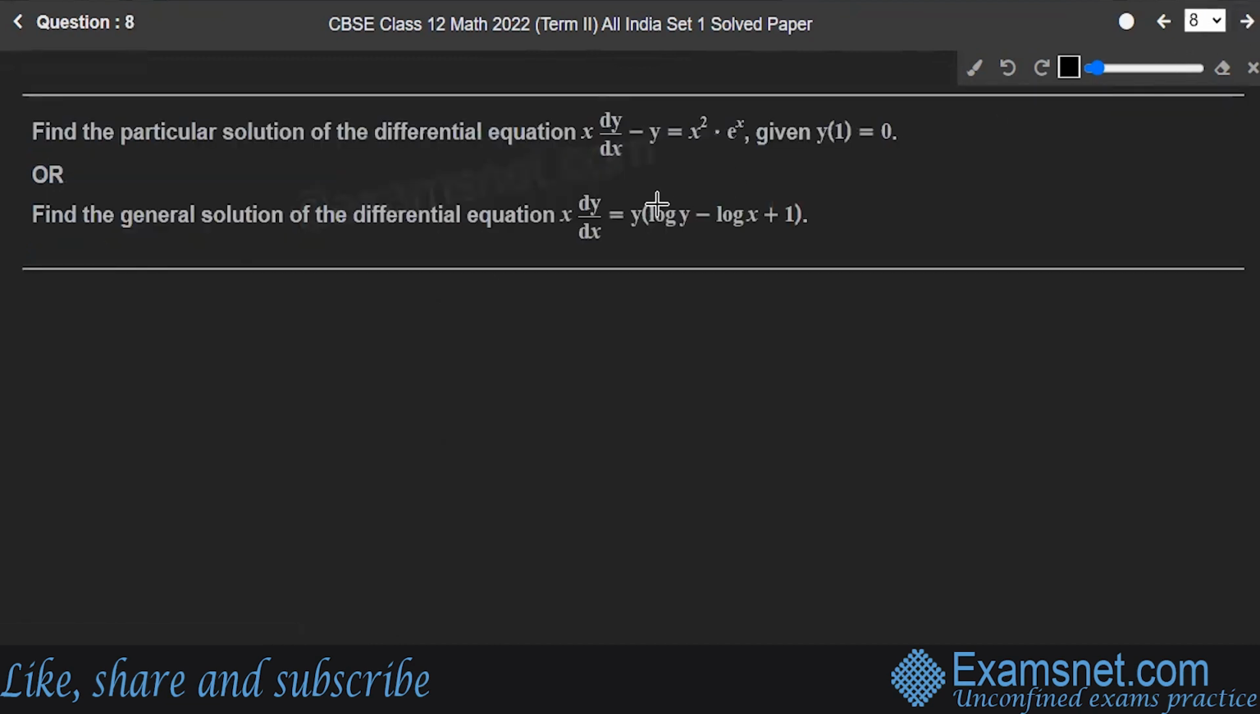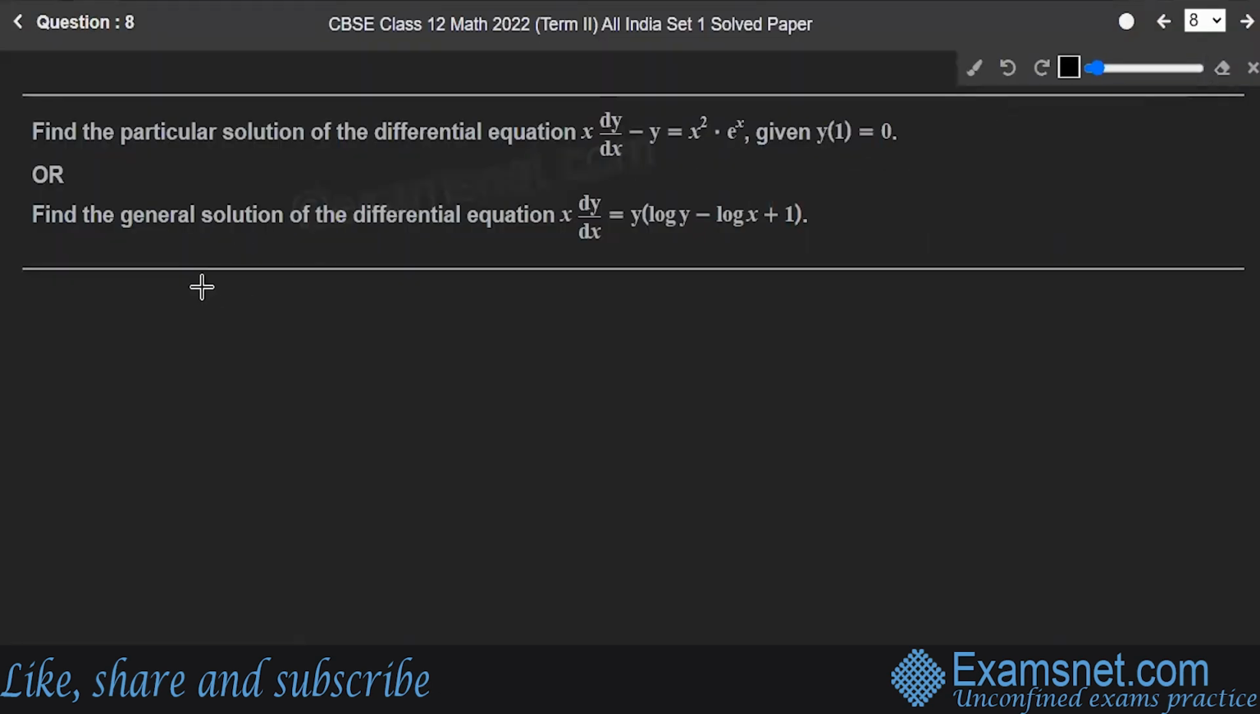Next is question number 8. Find the particular solution of the differential equation, given y(1) is equal to 0. I'm going to solve the A part. This is a choice question. x into dy by dx minus y is x square into e raised to power x. Okay, let's divide both the sides by x.